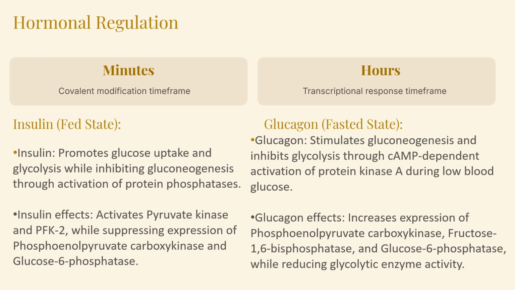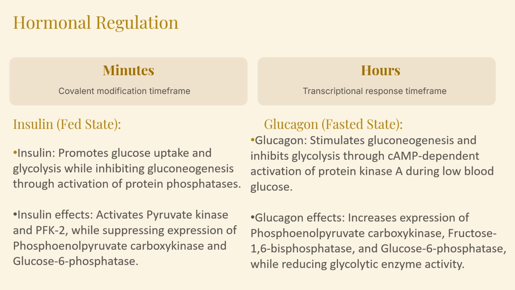Hormonal regulation plays a critical role in coordinating glucose metabolism across the entire body. The two primary hormones involved are insulin and glucagon, which respond to changes in blood glucose levels and signal tissues to either store or produce glucose. Insulin is released by the pancreas when blood glucose levels rise after a meal. Its main function is to promote the uptake and utilization of glucose by tissues.